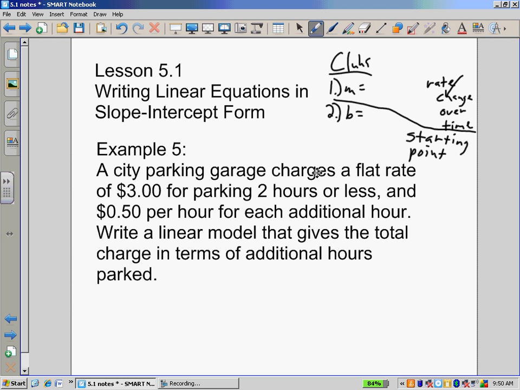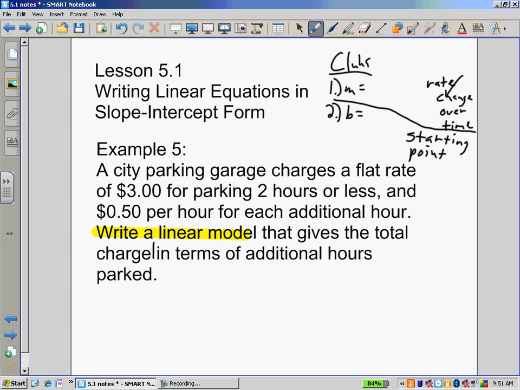Well, let's read the question, and it's very important that we find what we're trying to do. City parking garage charges a flat rate of $3 for parking, 2 hours or less, and 50 cents per hour for each additional hour. Write a linear model that gives a total charge in terms of additional hours parked. Well, here's the thing. The question. Write a linear model. That's basically what we're trying to do. We need an equation here that gives a total charge in terms of the additional hours parked.